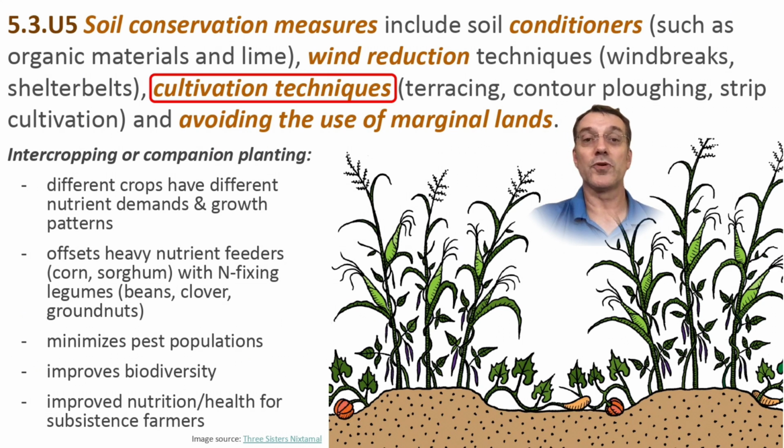Companion planting, or intercropping, takes this concept further. By growing multiple crop species together, we can optimize nutrient use, minimize pest problems, enhance biodiversity, and improve the overall system resilience. Notice how different plants occupy different vertical spaces and root zones, and that makes much more efficient use of all the available resources on that site.